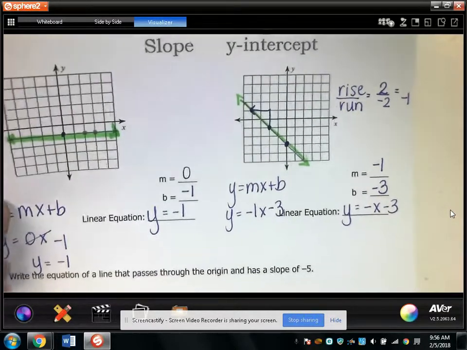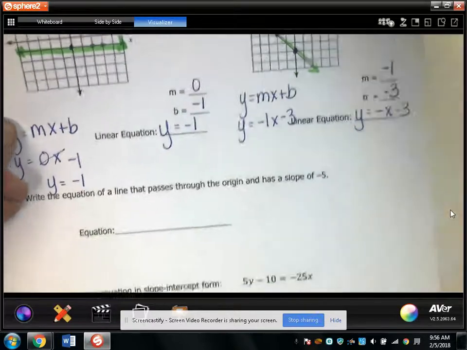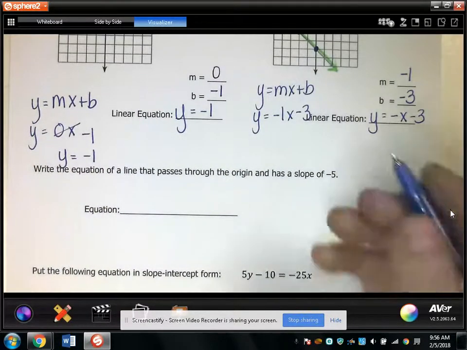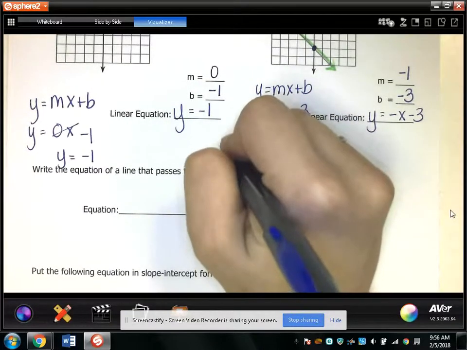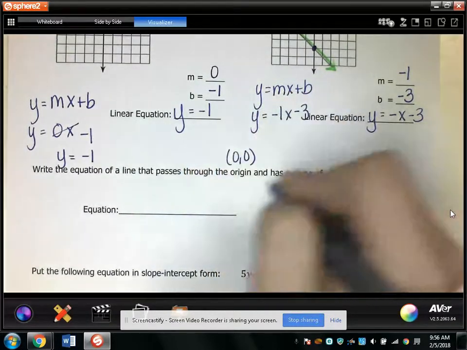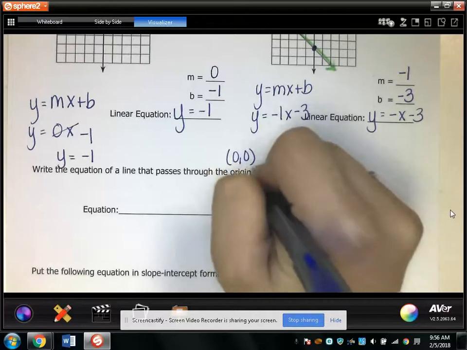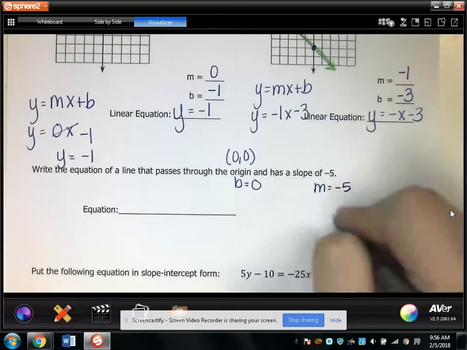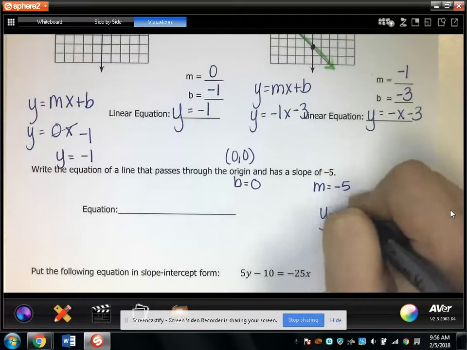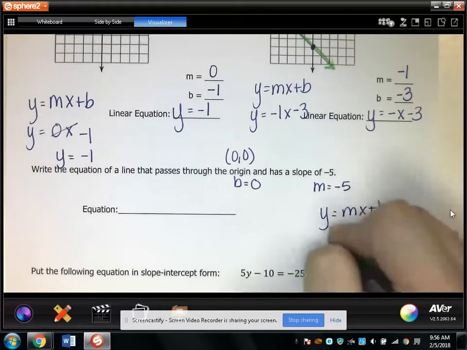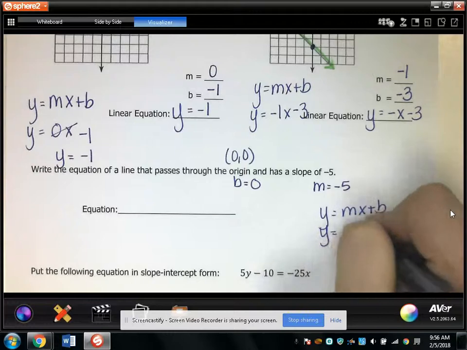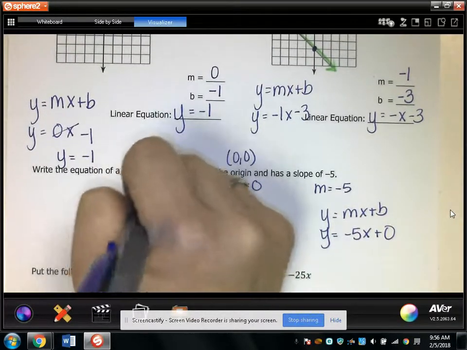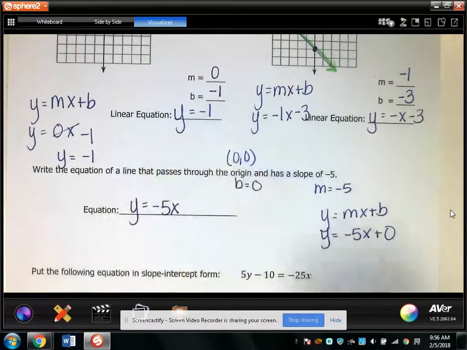All right. This next one says, write the equation of a line that passes through the origin and has a slope of -5. So if it passes through the origin, I know that that's (0, 0). So that must mean that the y-intercept is 0. And the slope is -5. So we have y equals mx plus b. I'm going to plug in my m. I'm adding nothing. So my equation is y equals -5x.